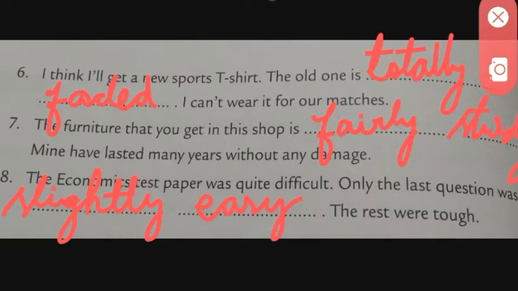Check these now. Sixth answer is totally faded. Seventh one, fairly sturdy. Eighth one, slightly easy. I hope you got a clear idea about adverbs.